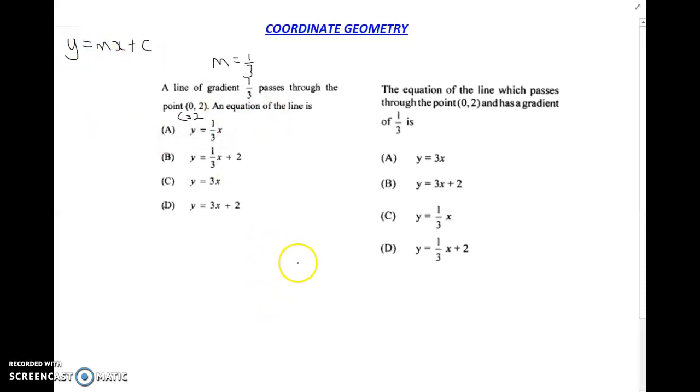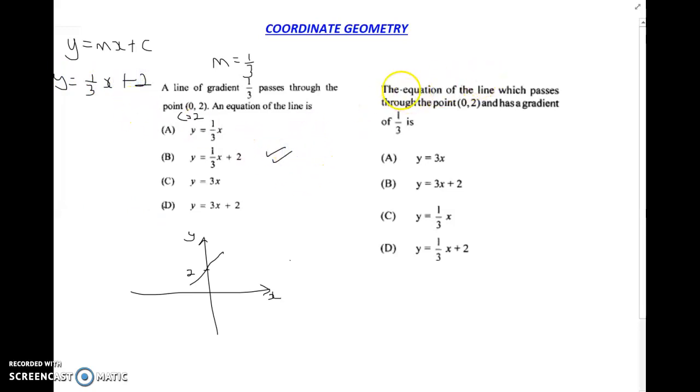If I had to make a little sketch, 0, 2 will be somewhere here. So your line passes through somewhere like that, right? So it cuts the y-axis here. So my y-intercept is 2, and my gradient is a third. And that's the answer, which is B.